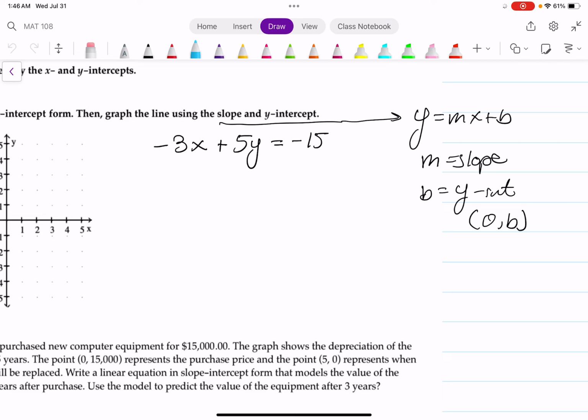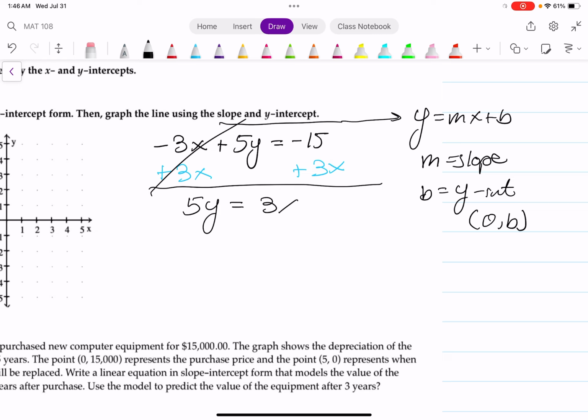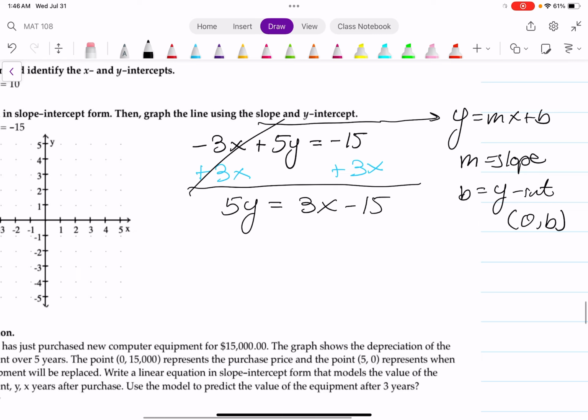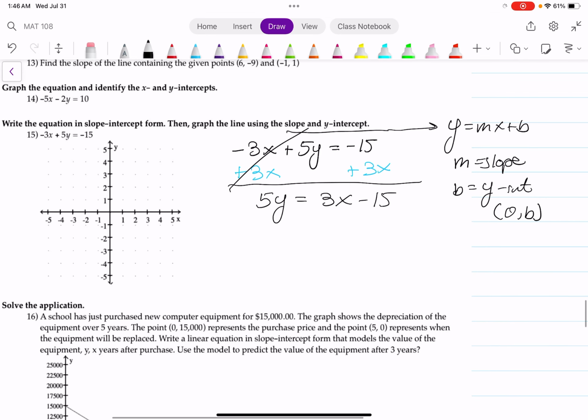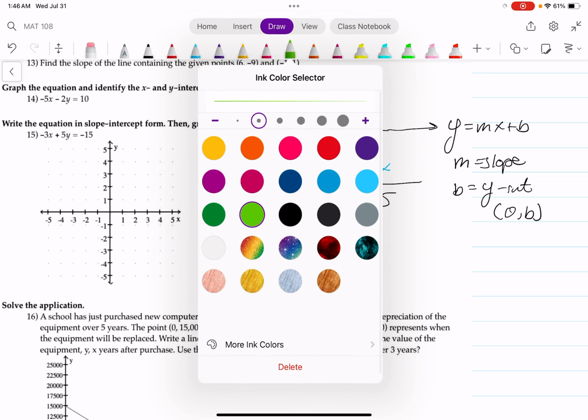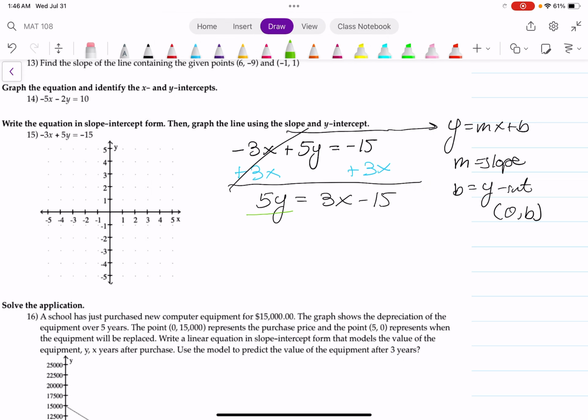Let's first move the x over to the right side by adding 3x, because that's the inverse of having a negative 3x on the left side. That cancels. 5y equals 3x minus 15. Put the x term first. Then we're going to divide each term by 5.